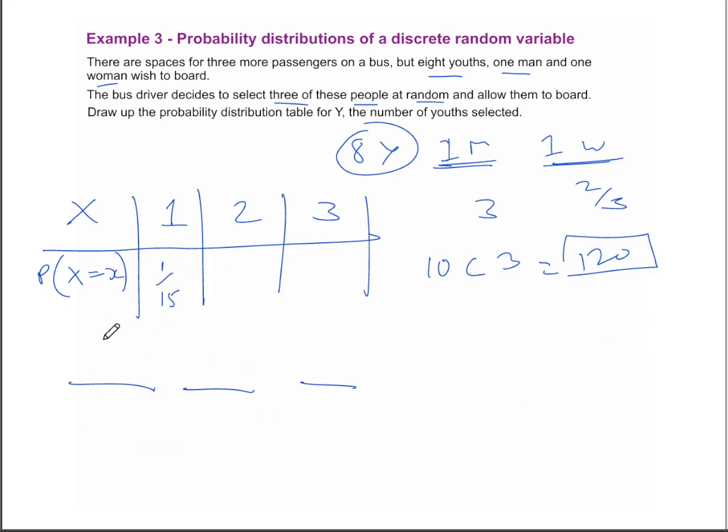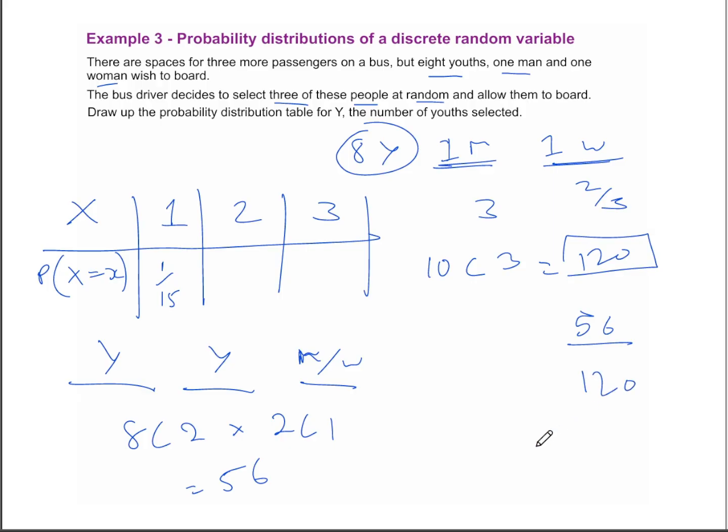Next is the selection with 2 youths. So we have 2 youths here, and either a man or a woman here. For that, the possible selections are 8 combination 2, because you want to select 2 youths out of the 8 available, multiplied by 2 combination 1, because there are the man and the woman, and we need only 1 out of those 2, so we're choosing 1. That will give me 56, and therefore the probability of having 2 youths will be 56 divided by 120, and this gives us 7 over 15.